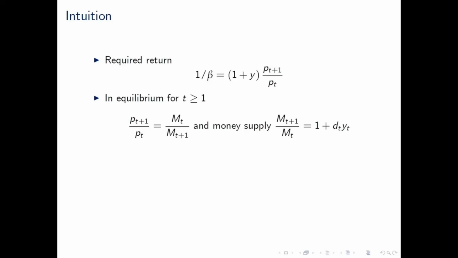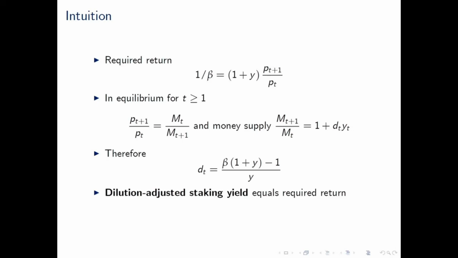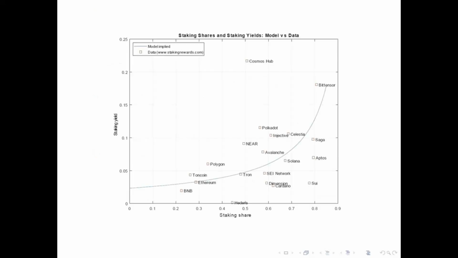So in words, what this says is that there's a required rate of return, and once you dilution-adjust the staking yields, they should be roughly the same, and that's what the blue line is. They all have the same return along the blue line, once you dilution-adjust the staking payment. Okay, so.